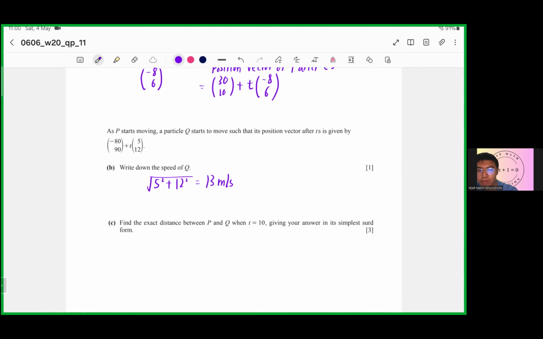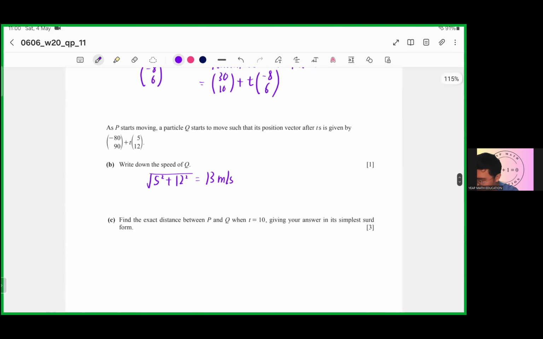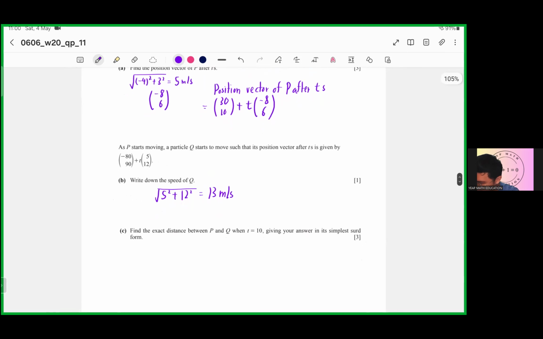Okay, now we look next. Distance PQ equals to OQ minus OP. So I just take 13 minus 8.